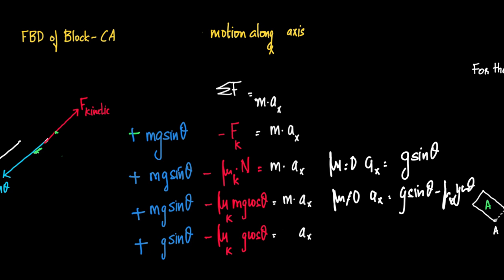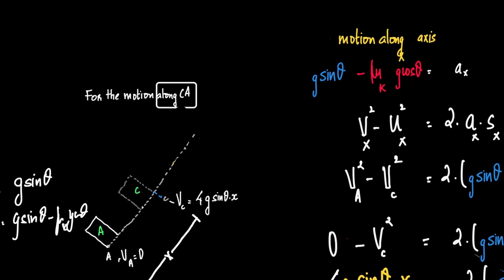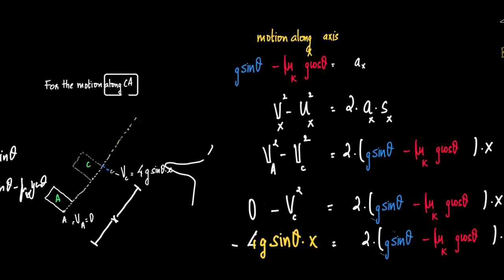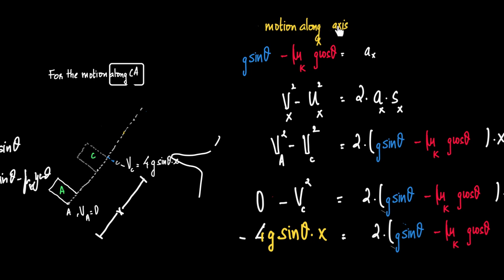Now what we'll do is consider the motion along CA with this acceleration. So if you consider that part, how do you approach it? For the motion along the x-axis, acceleration is g sine theta minus mu k g cos theta. V square minus u square is 2as. V will be replaced by vx, u by ux, and a and s by ax and sx respectively. What is vx? Velocity in the final, which is vA. What is ux? Velocity at which the motion started, at C. So the velocity is vC, and therefore ux square can be replaced by vC square.